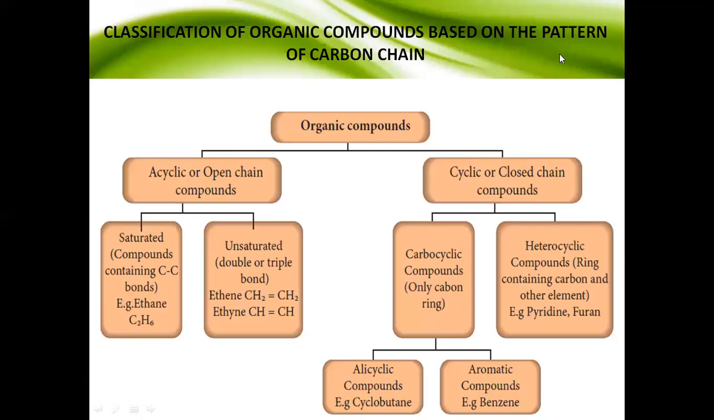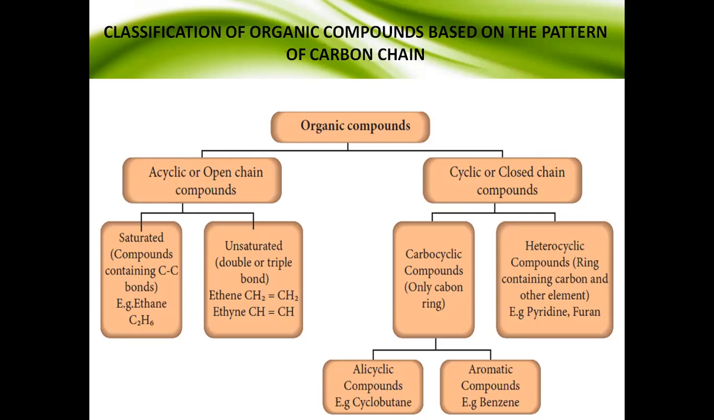So the next one is classification of organic compounds based on the pattern of the carbon chain. Okay. Already we know that there are millions of carbon compounds on the earth. So every year new carbon compounds are discovered in the laboratory. So in early days, chemists recognized that compounds having similar structural features have identical chemical properties. So they began to classify compounds based on the common structural arrangements found among them.